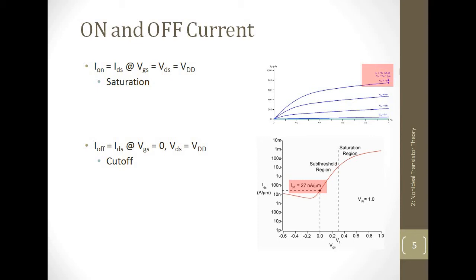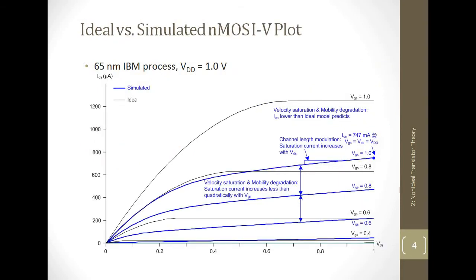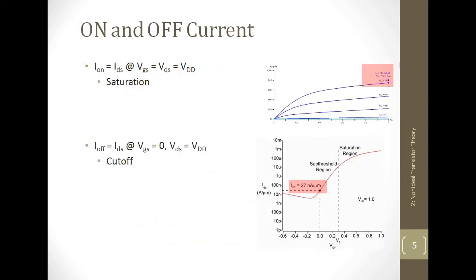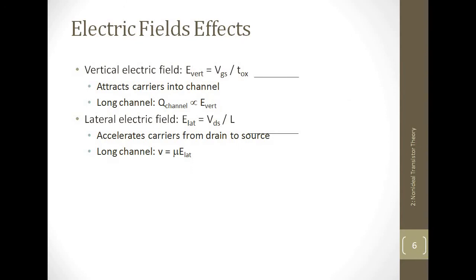But when the input voltage is given as VDD as well as the output is also given as VDD, then we say that it is going into saturation. So we have seen the on and off current. The on and off current are in saturation and cutoff. In the previous diagram I have shown you the NMOS IV plot, and we have seen the saturation and cutoff current, and then we'll see what are the electrical field effects which take place in the MOSFET.